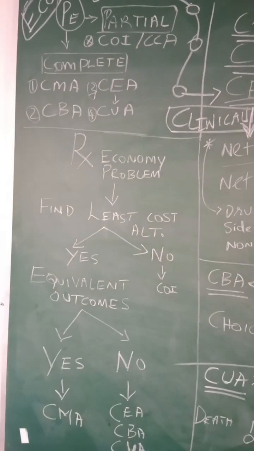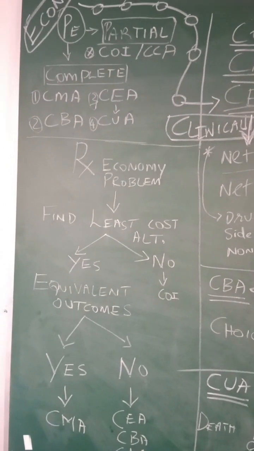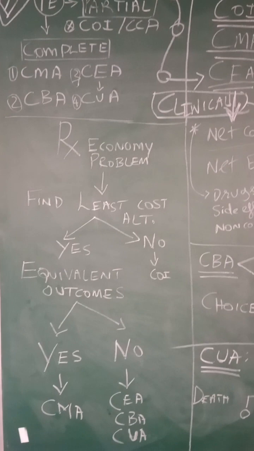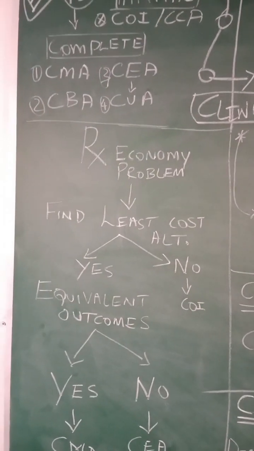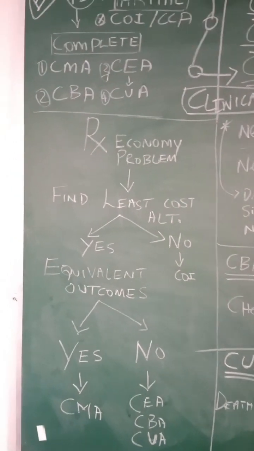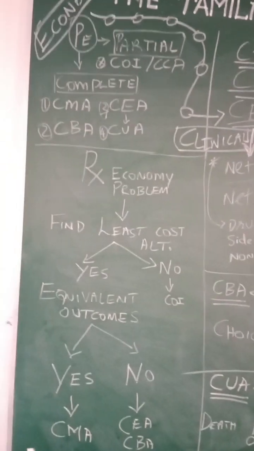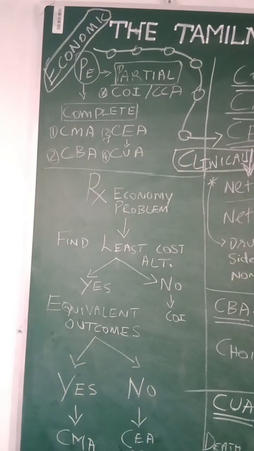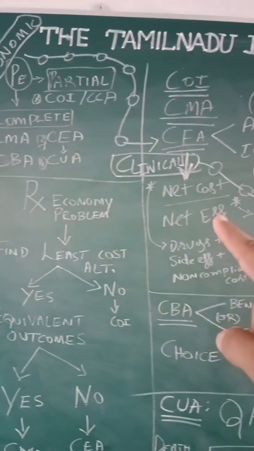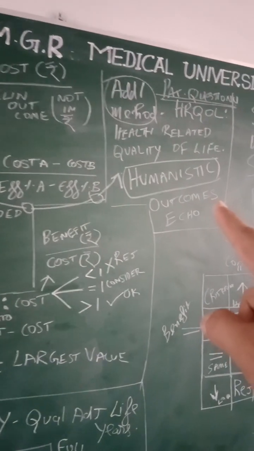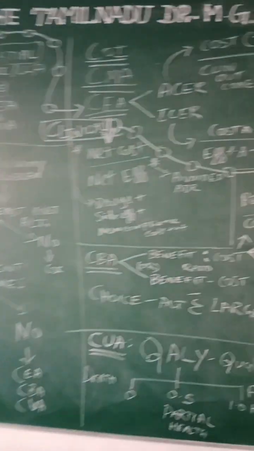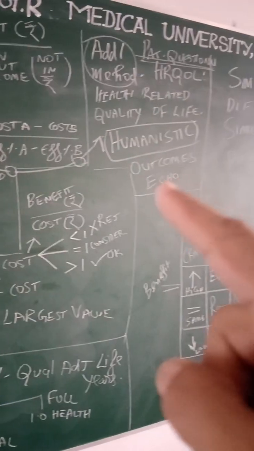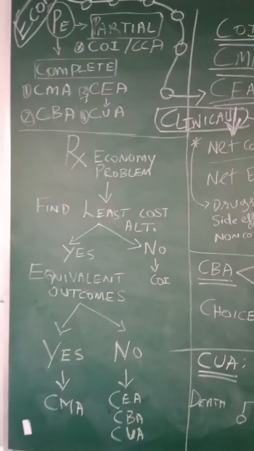Now, in the complete pharmacoeconomic analysis, there are four methods: cost minimization, cost effectiveness, cost benefit, and cost utility analysis. We have to understand that this is a model which follows the ECHO type, like economic followed by clinical and humanistic outcomes. So ECHO, economic, clinical, humanistic outcomes, ECHO type. And so there are four complete pharmacoeconomic analyses.